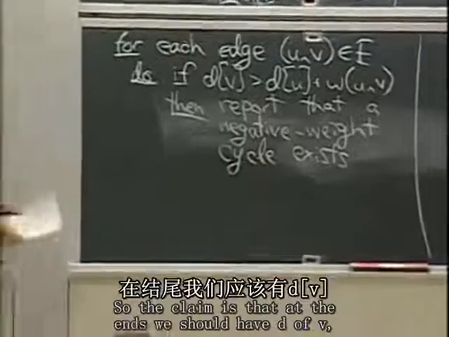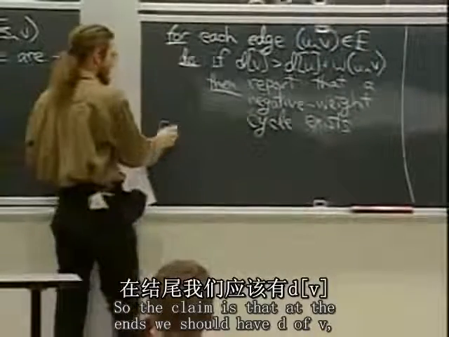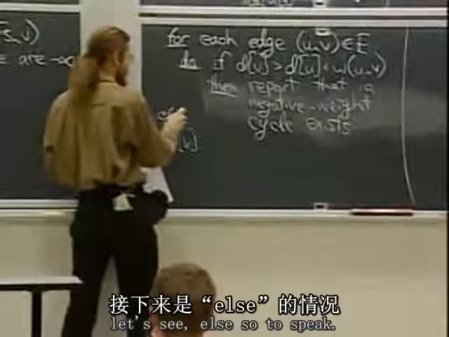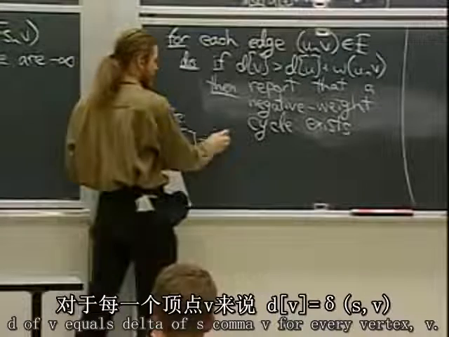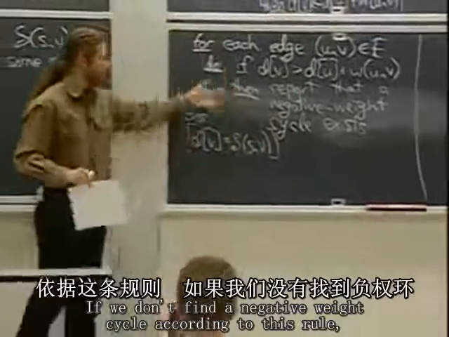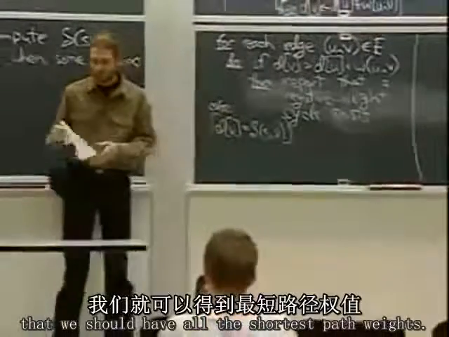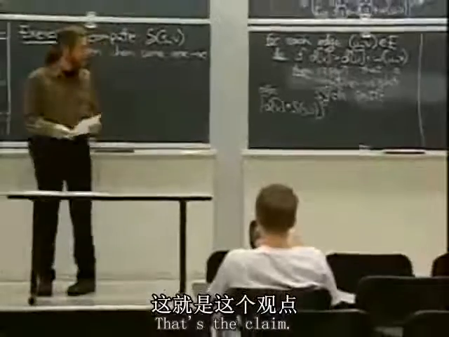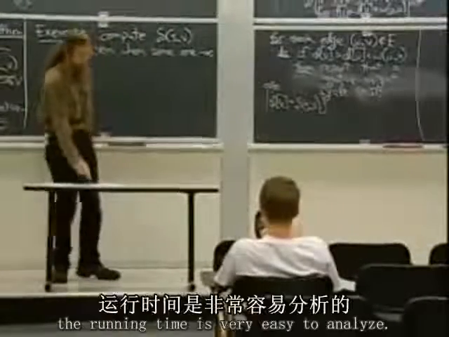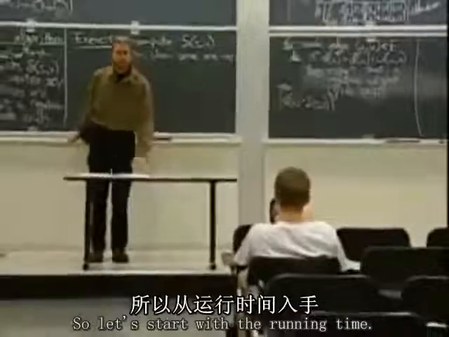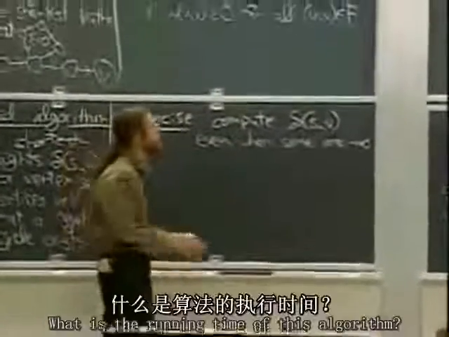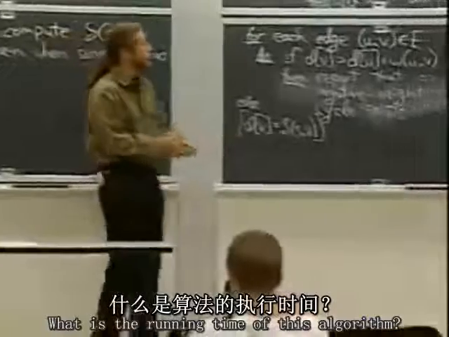So the claim is that at the end, d of v equals delta of s comma v for every vertex v. If we don't find a negative weight cycle according to this rule, then we should have all the shortest path weights. That's the claim. Now, first question: the running time is very easy to analyze, so let's start with the running time. We can compare it to Dijkstra, which is over here. What is the running time of this algorithm?